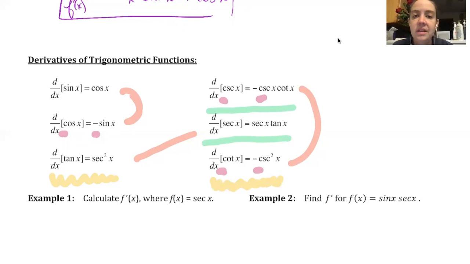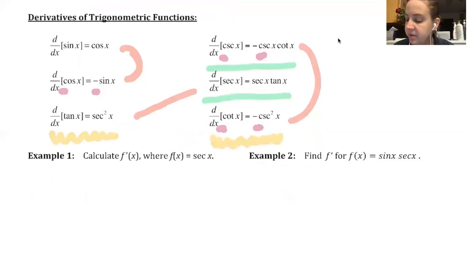Now, where did these come from? You can derive them from that limit as h approaches 0 formula with different trig identities. Look them up online if you want to. The AP exam will never ask you to derive them. You just have to have them memorized. But if you want to know where they come from, you can look them up.